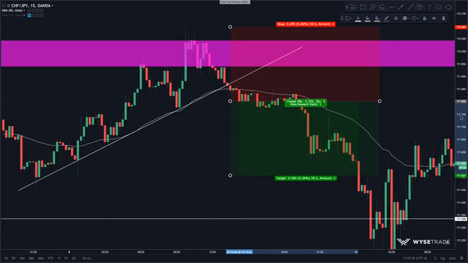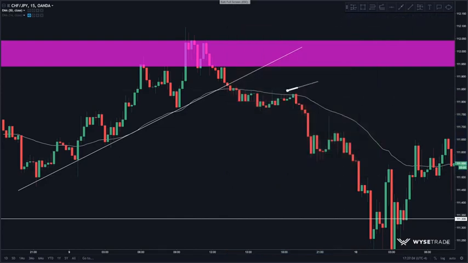This trade also had additional entries, as you can see how the candles are respecting the 50 EMA with multiple rejections.